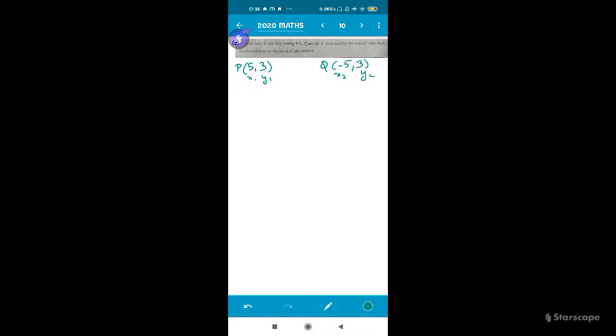And let us consider the ratio to be m is to n. So now we took the point of intersection as A, 0 comma y. Let us write that too. Let the point of intersection of the y-axis with this particular line, like I showed in the diagram, be A, 0 comma y.